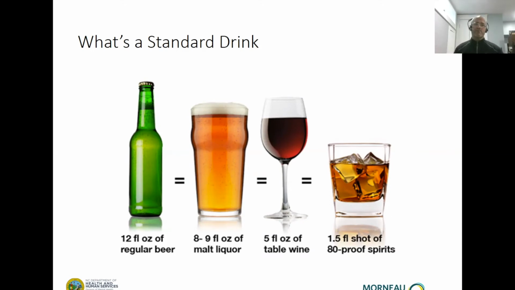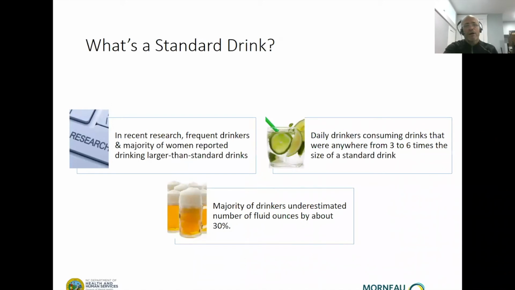12 fluid ounces of regular beer, or light beer, which is considered regular beer, equals 8 to 9 fluid ounces of stronger malt liquor, which equals 5 fluid ounces of table wine, which equals 1 shot or 1.5 fluid ounces of 80 proof spirits or whiskey or other forms of alcohol.